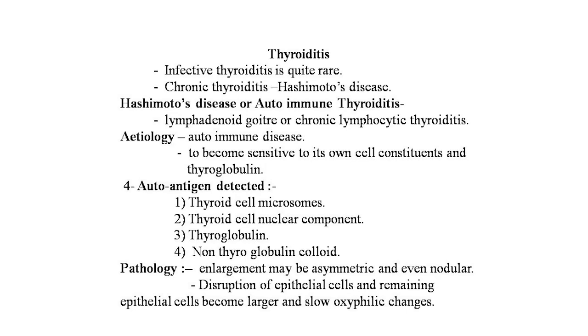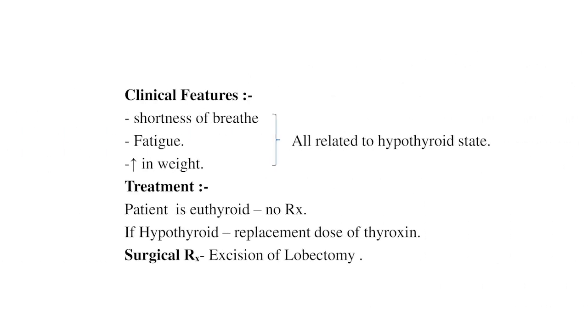Pathology of the thyroiditis: the enlargement may be asymmetric and even nodular. There is disruption of the epithelial cells, and the remaining epithelial cells become larger and show oxyphilic changes. Now the clinical features of the thyroiditis are shortness of breath, fatigue, increase in weight, all related to the hypothyroid state. Treatment: if the patient is euthyroid, no treatment is required. If hypothyroidism, replace with a dose of thyroxine, and surgical treatment is excision or lobectomy.